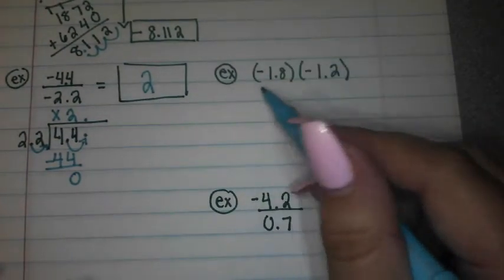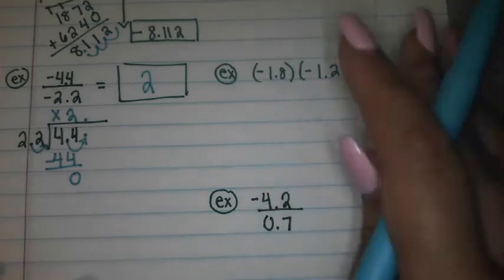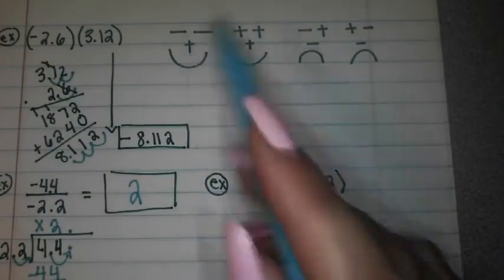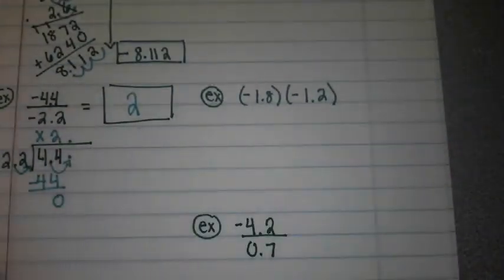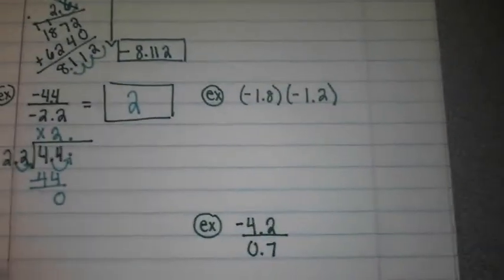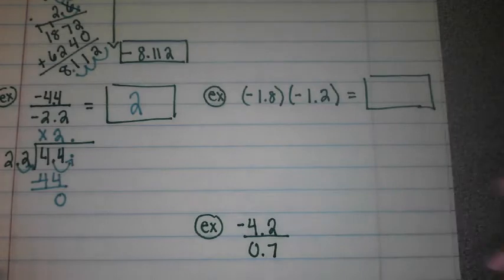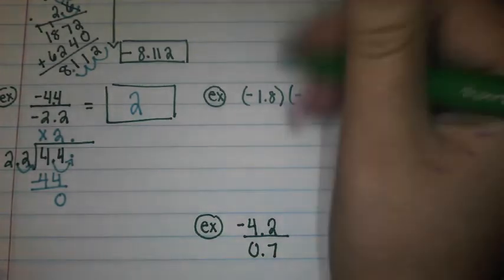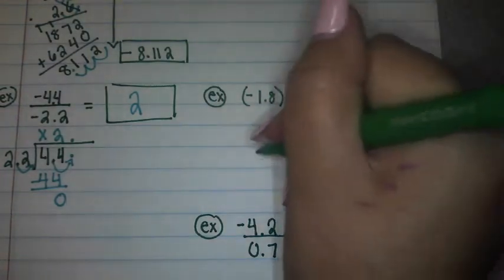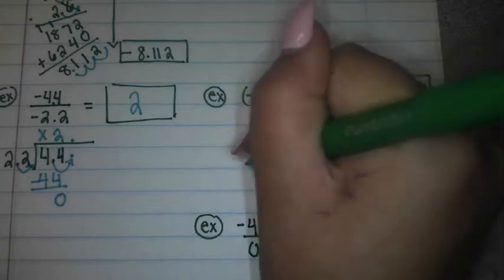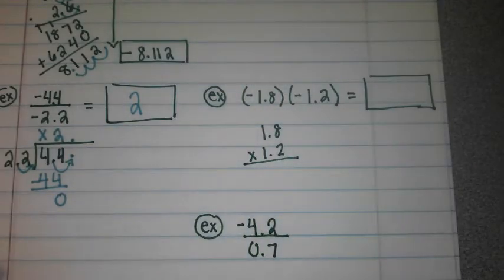Now let's look at this one. My signs are both negative. If we have the same sign, it's positive. So I'm going to go ahead and put a box without a negative so I know that this answer is going to be positive. All right, 1.8 times 1.2. Line up your numbers to the last digit.